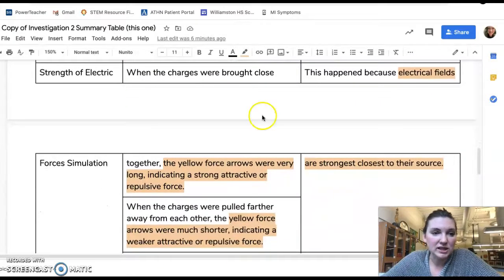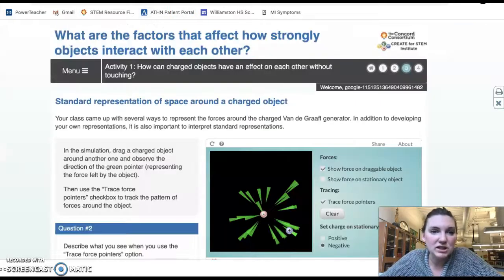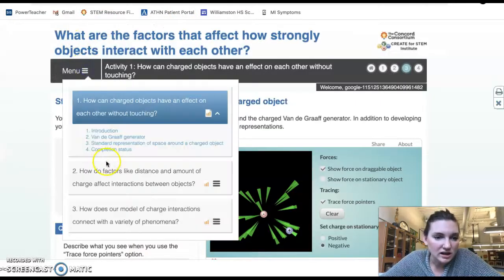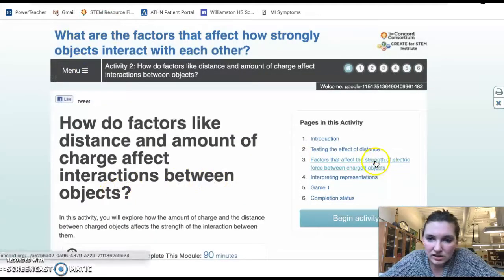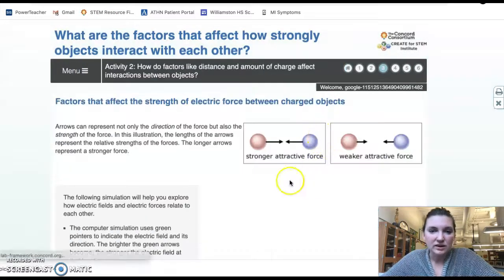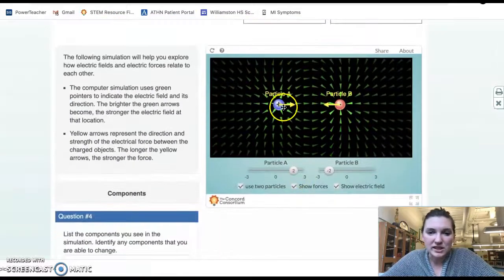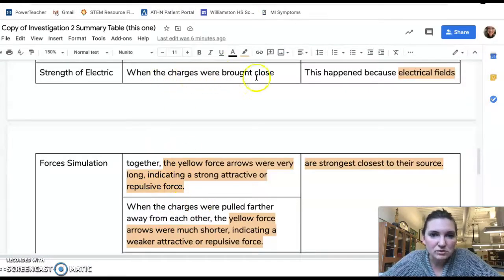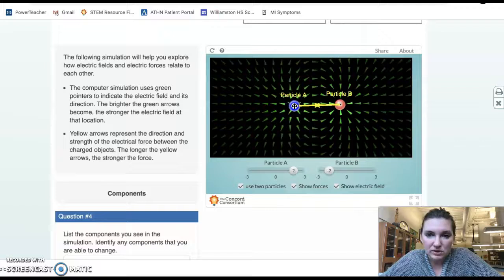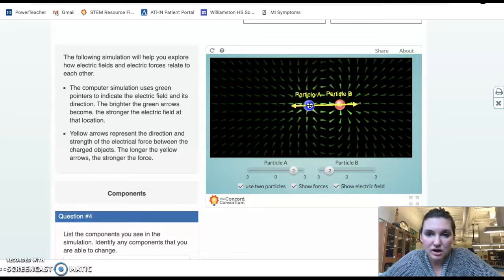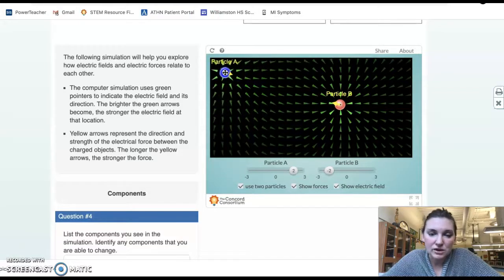Okay, so then we had a simulation called the strength of electric forces simulation. Let me get there. All right, so this one, okay, and what are our questions here? When the charges were brought close together, the yellow force arrows were very long, indicating a strong attractive or repulsive force. So yeah, when they're close, the arrows are super long. When they're far away, the arrows are shorter.